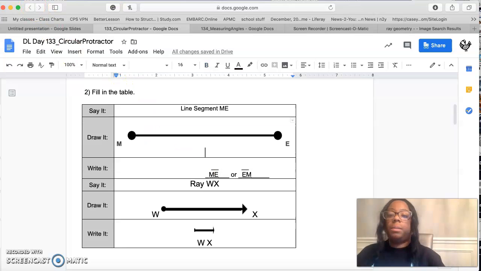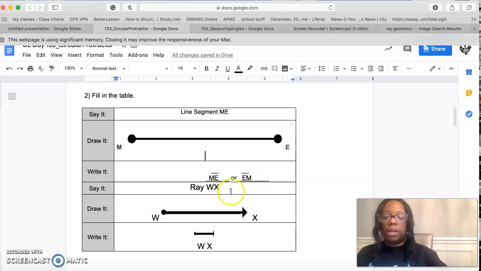Okay, so I've completed my chart. It says say it. Line segment M and E. A line segment has points on each end. One end represents M, the other represents E. Now the way that we write it, you're going to write a little line over M, E, or you can reverse it and write a little line over EM.